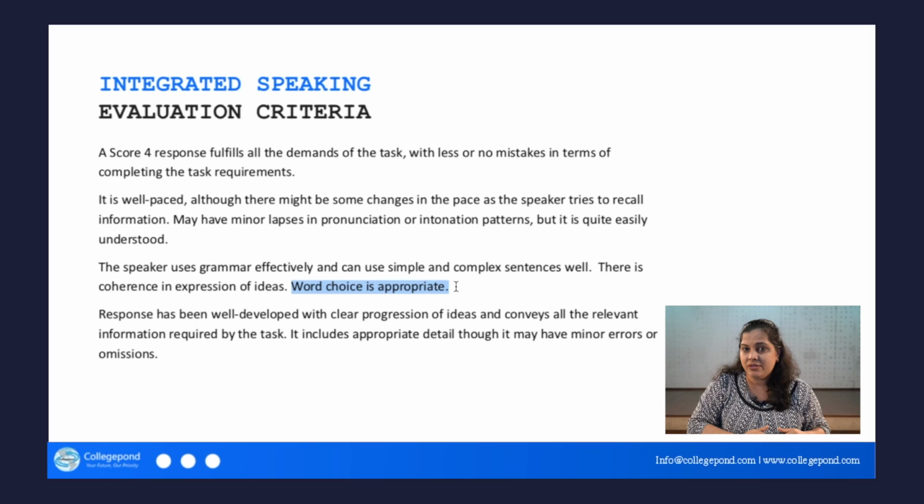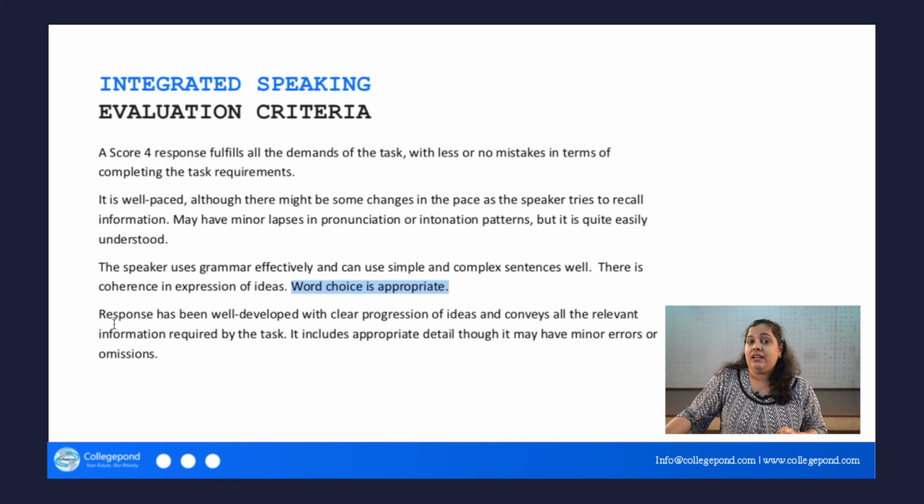It's better to use simple words rather than using very high level language, sophisticated high level words and using them in the wrong context. So that would in fact fetch you less marks. So avoid doing that. There is no hard and fast rule or there is no shortcut to this. You just need to talk naturally. As long as you're conveying the meaning properly, it's absolutely fine.